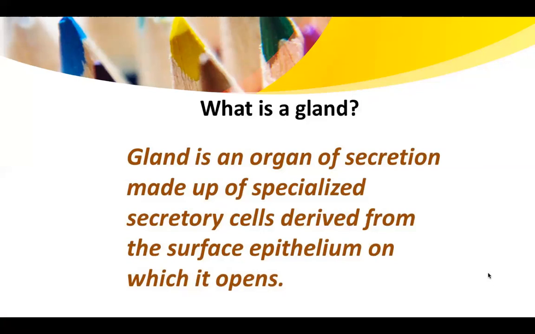The ducts deliver the chemical to specific places in the body or on the skin surface. However, the glands of the endocrine system do not have ducts. The endocrine system releases chemicals directly into the blood, and the blood carries those chemicals throughout the body.